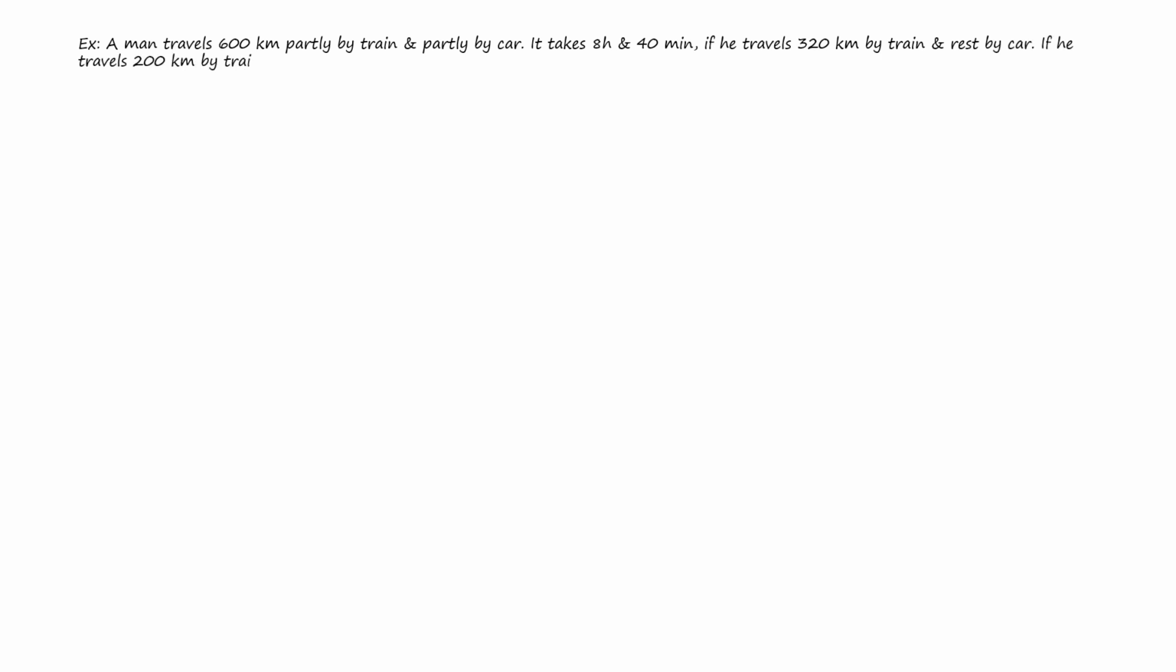Let's see some word problem. A man travels 600 km partly by train and partly by car. It takes 8 hours and 40 minutes if he travels 320 km by train and the rest by car. If he travels 200 km by train and the rest by car, it takes 30 minutes more time to cover the distance. Find the speed of the train and that of the car separately.